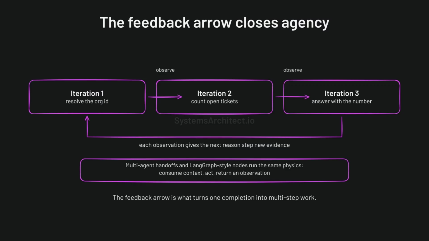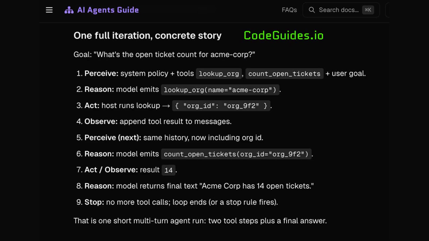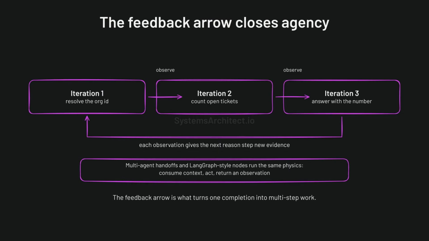A ticket lookup shows it. Resolve the org ID, count open tickets, then answer with the number. Each observe handoff between phases gives the next reason step new evidence. Multi-agent systems still use the same physics. A handoff is observe for the next agent.